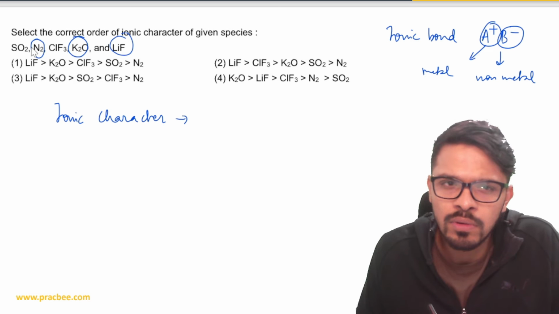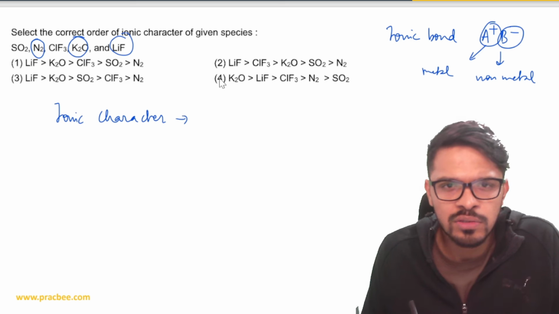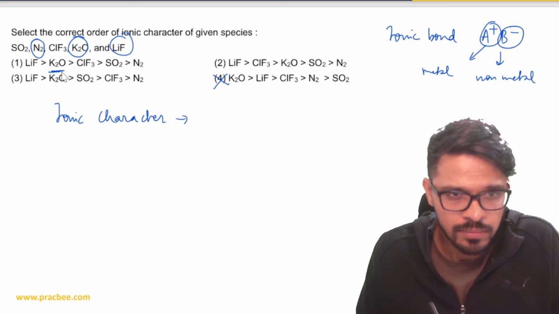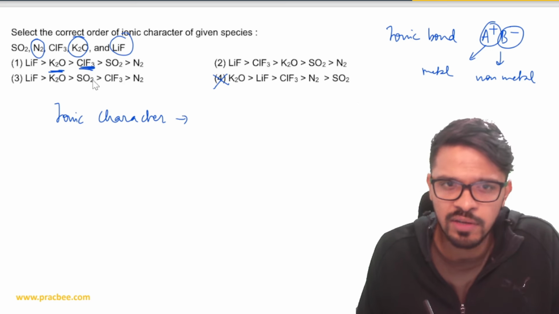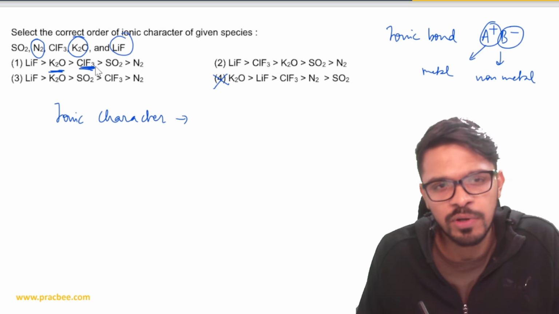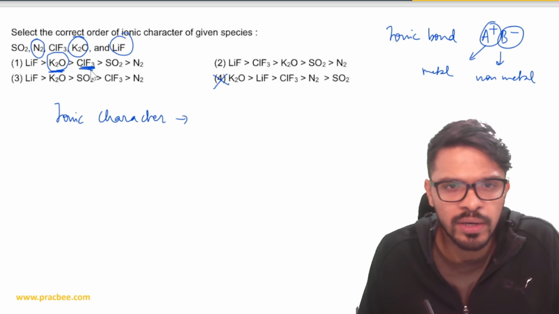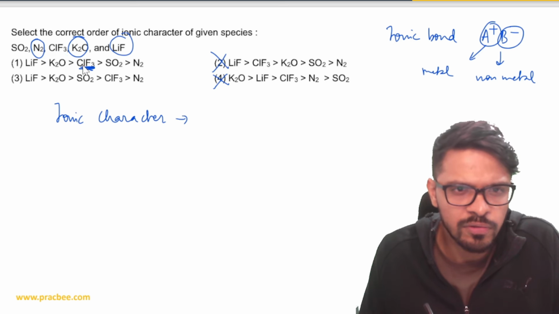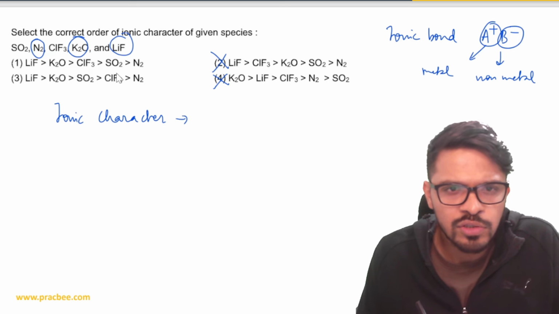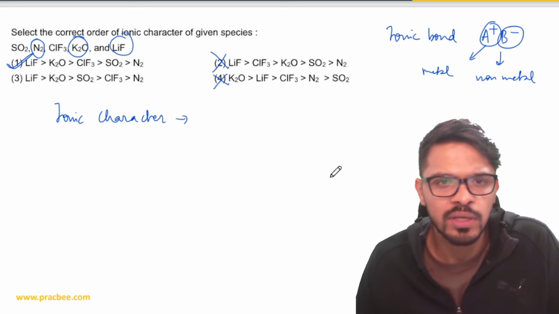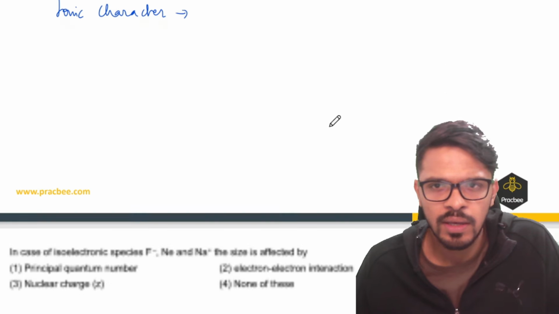The worst should be N2 because this is perfectly covalent. So this cannot be our answer. N2 and LiF are present in all three. Okay. K2O is better than ClF3 because ClF3 has higher covalent character as compared to K2O. I wouldn't say perfectly covalent, but it has higher covalent character. So K2O, right? So either it would be the first option or the third option. If we talk about sulfur and oxygen and chlorine and fluorine, the electronegativity difference in chlorine and fluorine is higher. So the correct answer would be the first. Right?